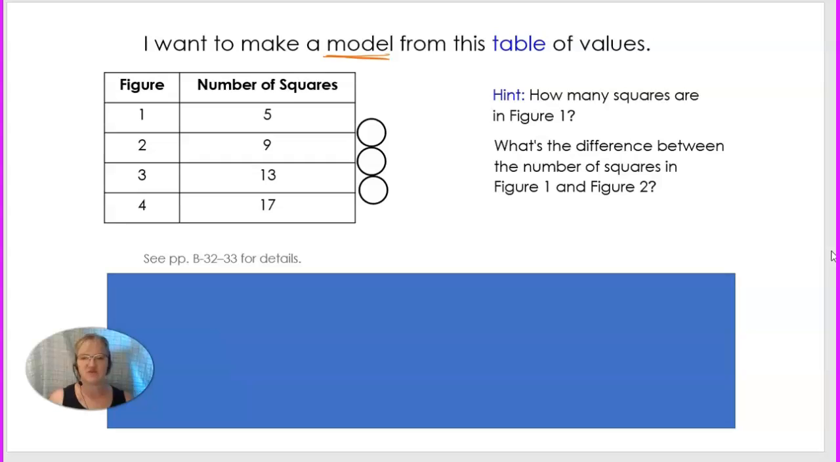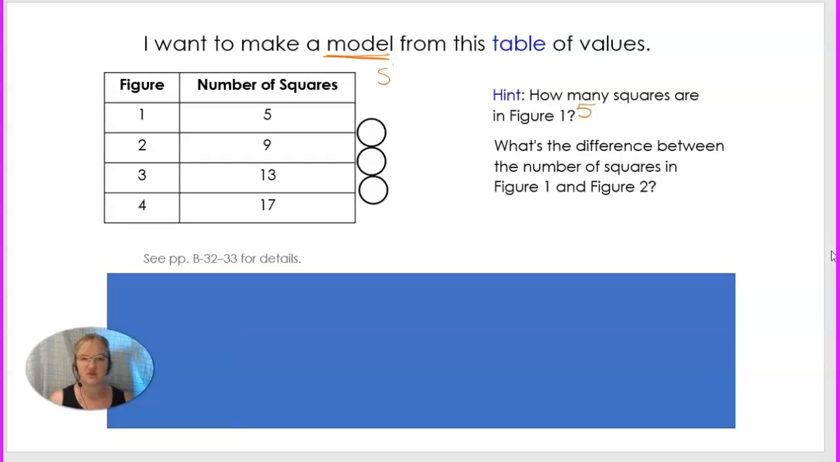If our number of squares is 5, 9, 13, 17, we know that they are increasing. So it can't be subtraction and it can't be division. It has to be addition or multiplication. Let's see if the hint tells us anything. So the hint says how many squares are in figure 1? Well, we know figure 1 has 5 squares. That's where we're starting it, right?